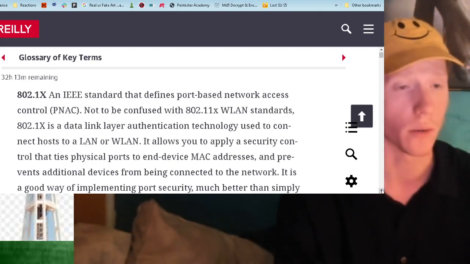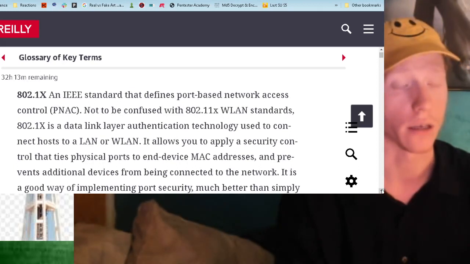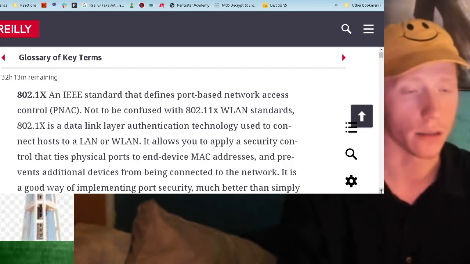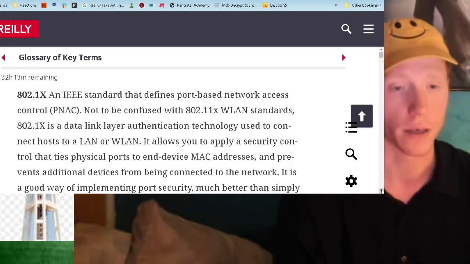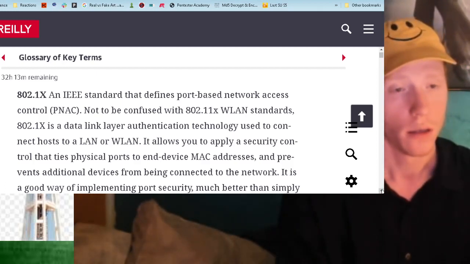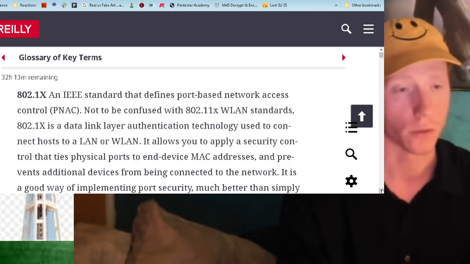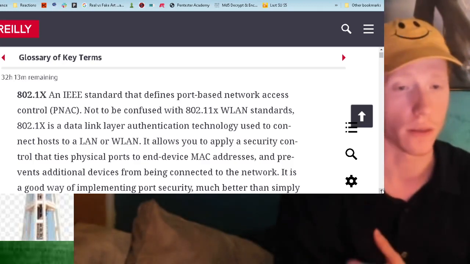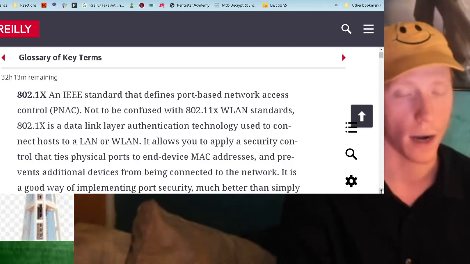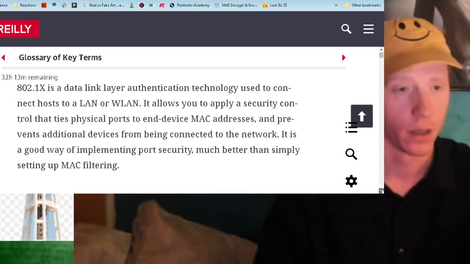The 802.1X is an IEEE standard that defines port-based network access control. It defines the port-based network access control, the 802.1X. Not to be confused with the 802.11x wide wireless local area network standards.